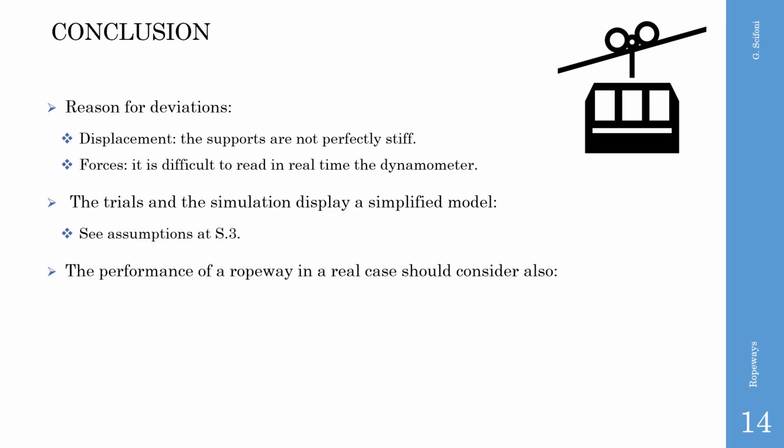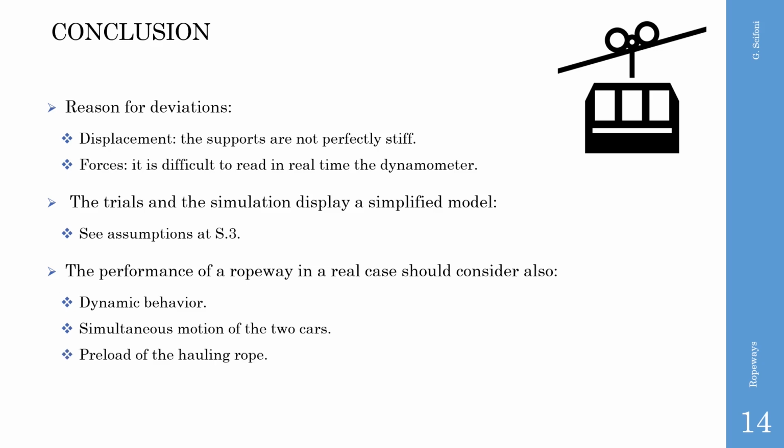The performance of a real ropeway should take into consideration the dynamic behavior, not just a static one, the simultaneous motion of two cars running together in opposite directions, and the preload of the hauling rope. That rope is shared among the two cars and it is also preloaded, but this we have neglected in our simulation and also in the experiments. Last but not least, in reality the car is suspended by a shoe made by many rolls, not just one, and that makes the geometry more complicated.